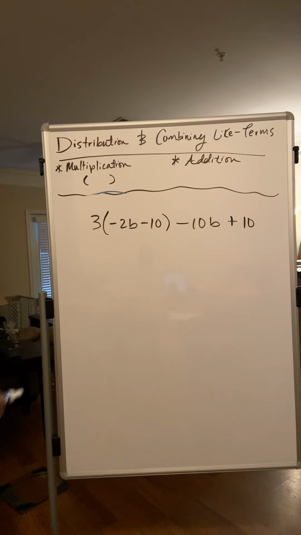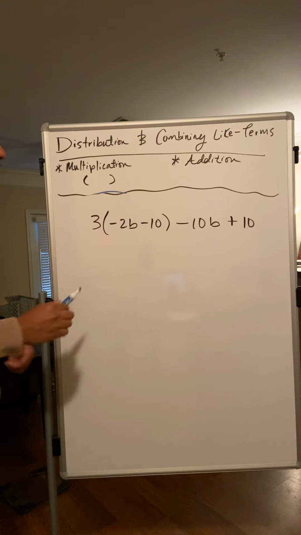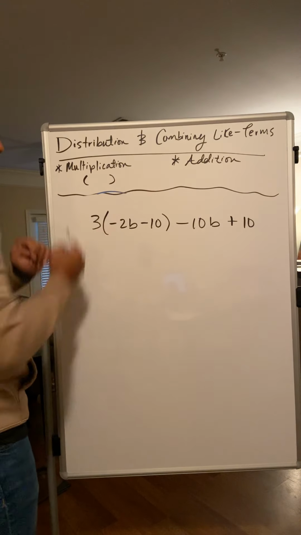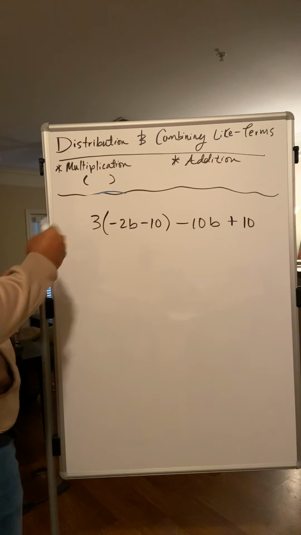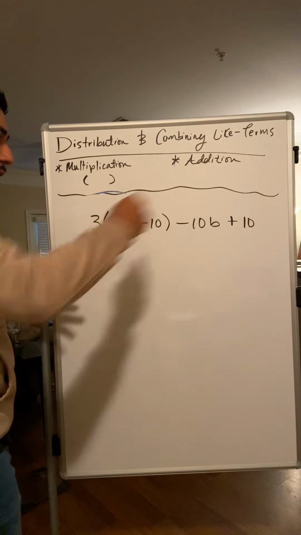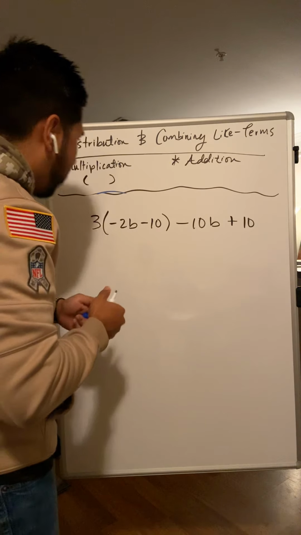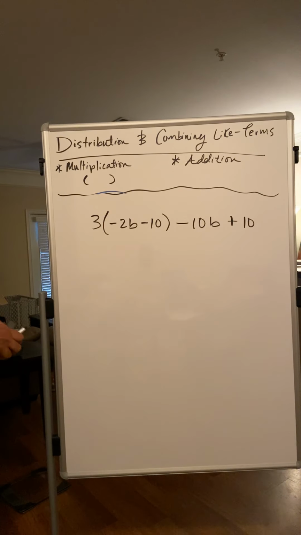All right. So distribution and combining like terms, I've already talked about that. We got to do the distribution first. A lot of us in the discussion put some great things saying we got to share out that number. We got to share amongst whatever's in the parentheses. That's great. Just don't forget that it's multiplying, okay?